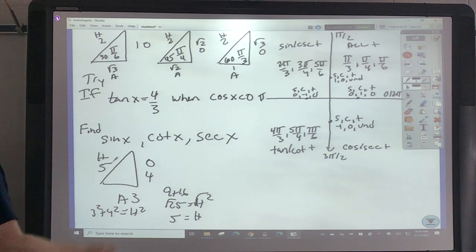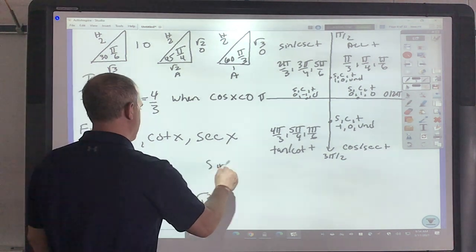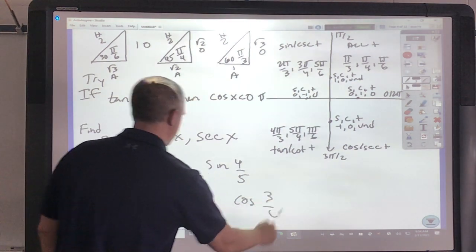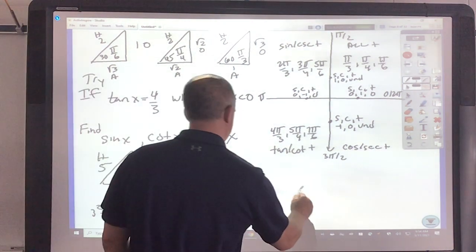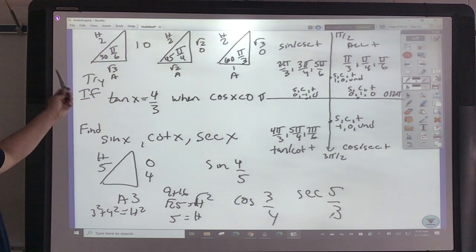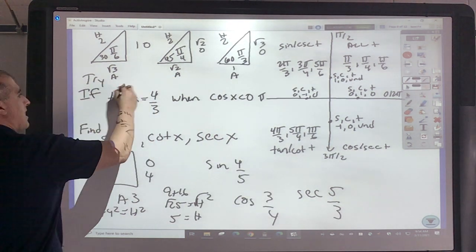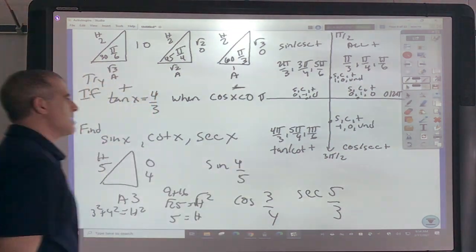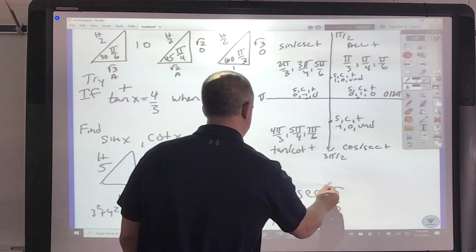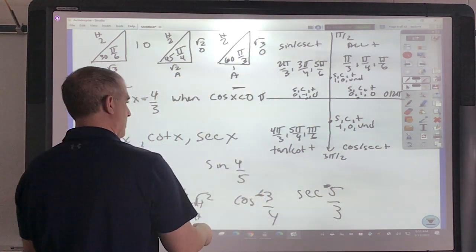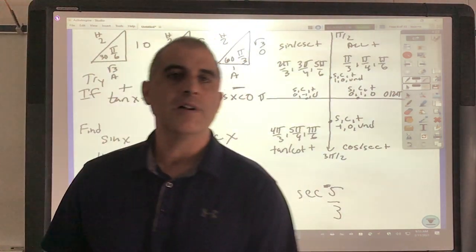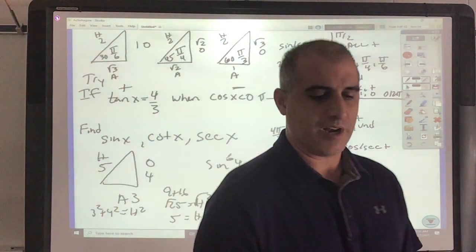So I can find these ratios. Sine would be 4 over 5, cotangent would be 3 over 4, and secant would be 5 over 3. Now you got to use the clues that tan is positive and cosine is negative. Where is that the case? That's in this quadrant. So this would be negative, this would be negative, and this would be negative. We've done those before, but those come up in this unit, so I wanted to make sure we covered those.